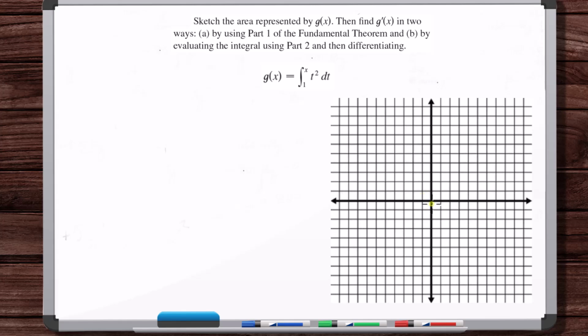So t is equal to 0, t squared is equal to 0, t is equal to 1, t squared is equal to 1, and so on for the other values of t. Okay, let's connect these dots.